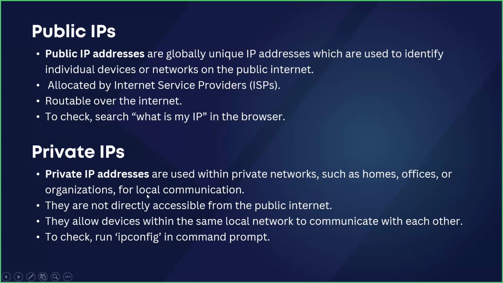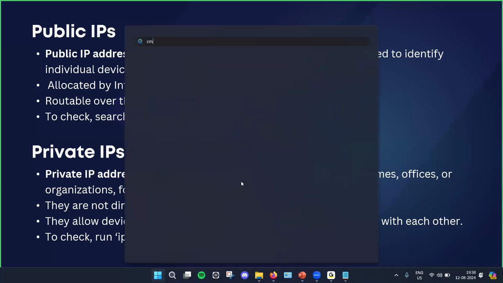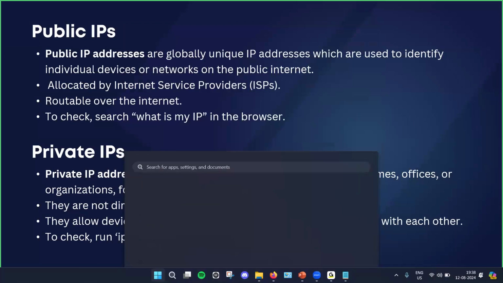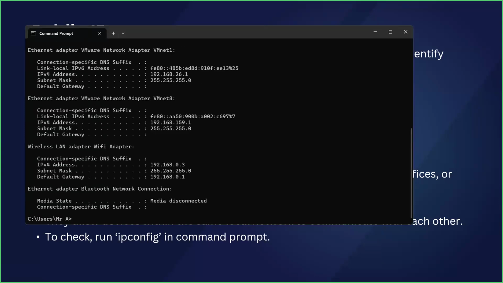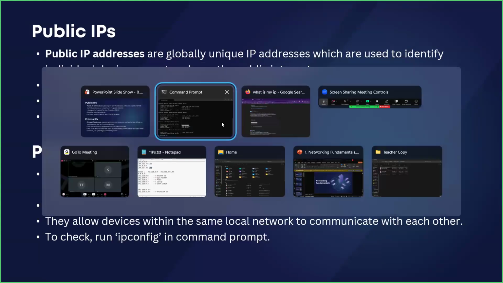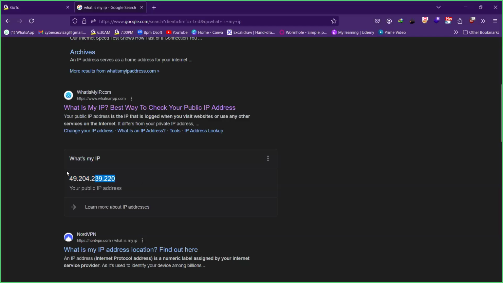And if you want to check what your private IP is, on the other hand, you open up your command prompt, CMD, and in the command prompt, you search for ipconfig. Something like 192.168.0.3. This is my private IP. Now, why am I specifically getting 192.168 here? Why am I specifically getting 49 dot something here? We'll talk about that in the next session.